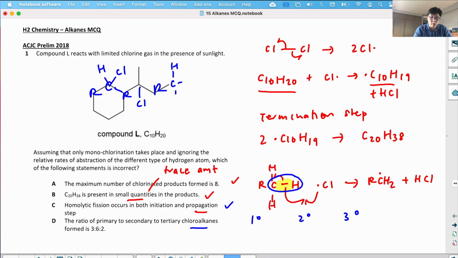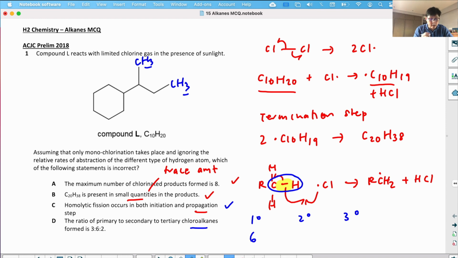So what you need to do is substitute the hydrogen with a Cl. For primary, I'm going to label all the primary. I have two hydrogens here, primary here, primary this part. Any of the H's from here or any of the H's from here can be substituted to give you a primary halogenoalkane. So the number is 6.